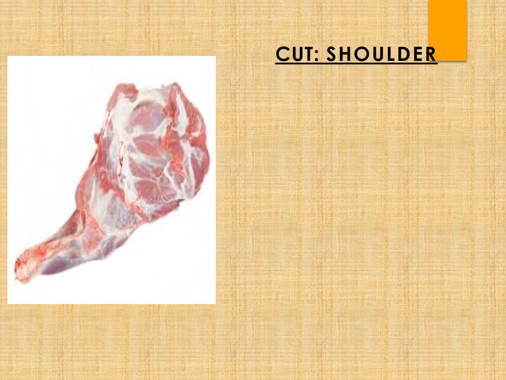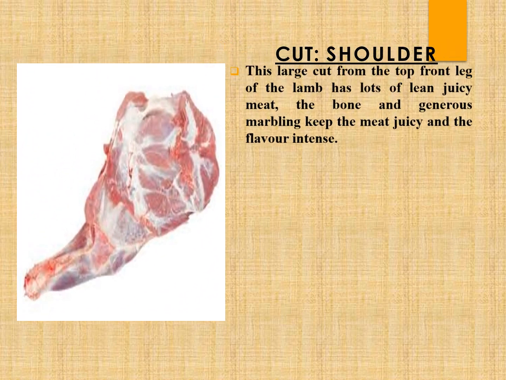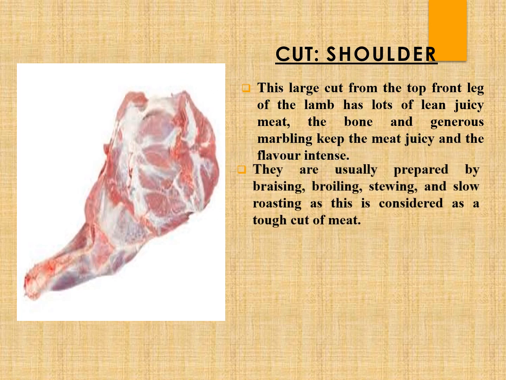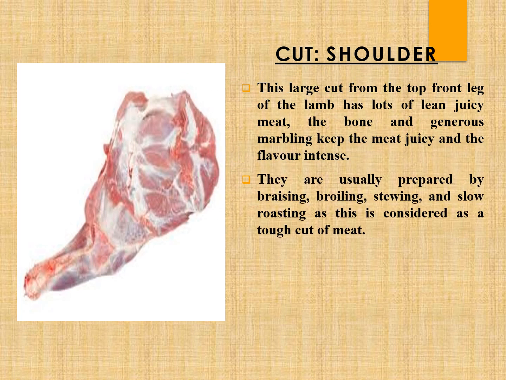The next cut is shoulder. As you can see in the image, the shoulder cut of a lamb. Shoulder is the largest cut from the top front leg of the lamb, and this part of the animal works hard, so the meat from a lamb's shoulder is full of flavor. It takes a while to become tender, but it means it's a great choice for stewing and slow roasting.